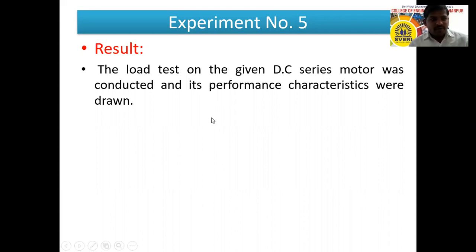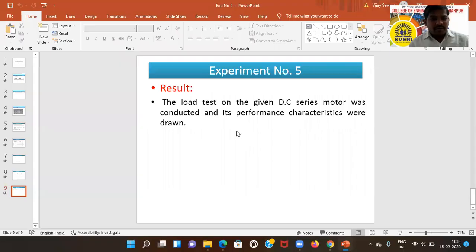Okay, so all of you understood this theory? Yes, sir. Okay, now we will do the performance of the DC series motor by conducting this test. I will stop sharing.